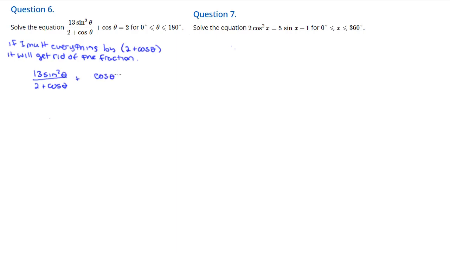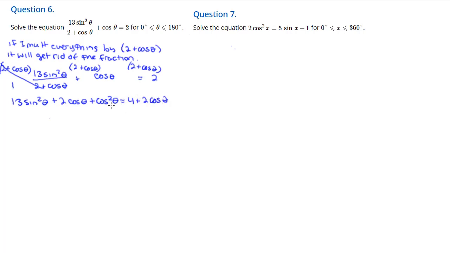I'm going to spread it out a little bit so I have room to show you what I'm about to do. Now I'm going to multiply this by 2 plus cosine theta, and then I'm going to multiply the cosine by 2 plus cosine theta, and then I'm going to multiply the 2 times 2 plus cosine theta. And now this is going to cancel out. This is going to become 2 cosine plus cosine squared, and then this is going to be 4 plus 2 cosine. Now I can get these 2 cosines out of the way, because 2 cosine minus 2 cosine is going to equal 0.